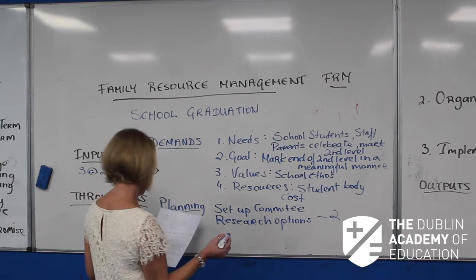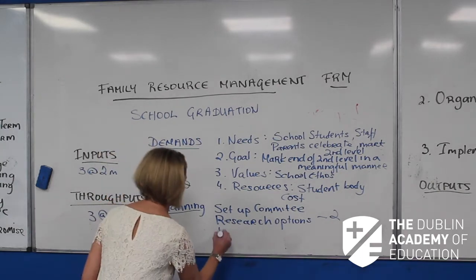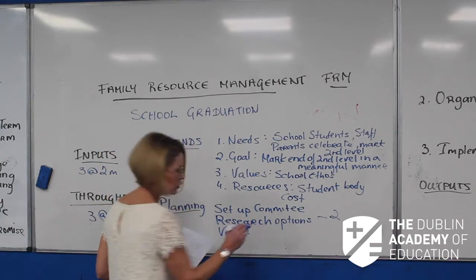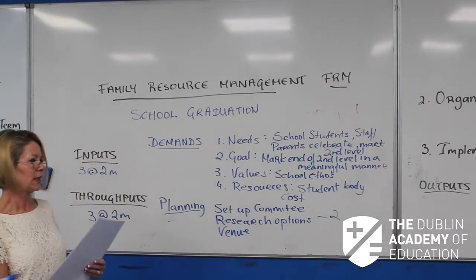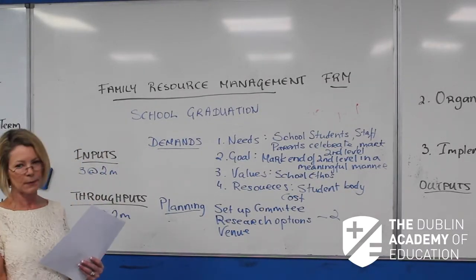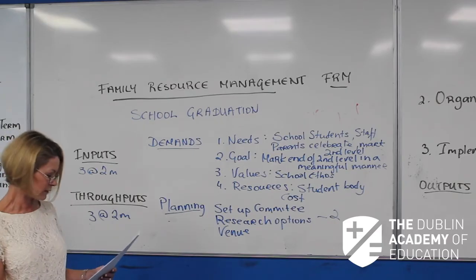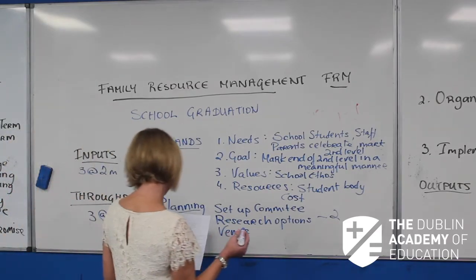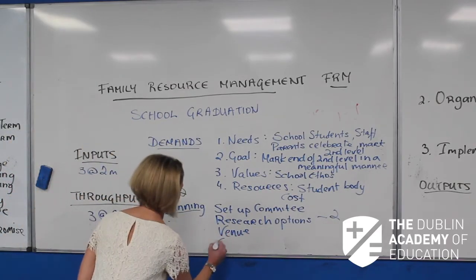They might look at a venue. Is it going to be a neutral venue outside of the school? If there's a religious bias, will it be in a church? Will it be in the actual school itself? And so they need to consider alternatives.